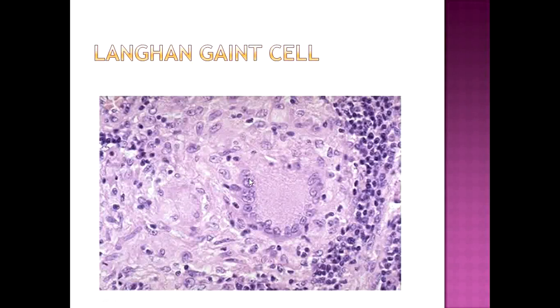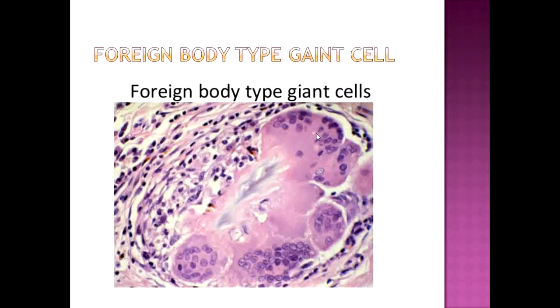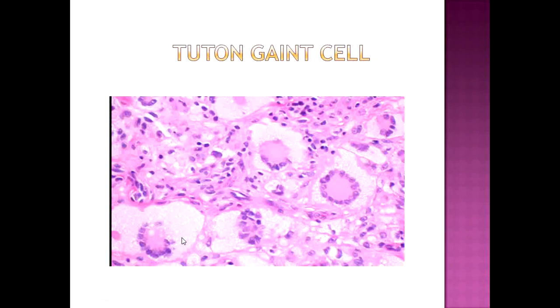This is a typical Langhans giant cell where the nuclei are arranged in a horseshoe-shaped arrangement. These cells are epithelioid cells. These darkly stained round blue cells are lymphocytes. This is a foreign body type giant cell in which the nuclei are centrally placed, in contrast to the Langhans giant cells where the nuclei are peripherally arranged. These are the Touton giant cells. They are common in xanthoma. These are the lipid vacuoles in the cytoplasm of the macrophages.